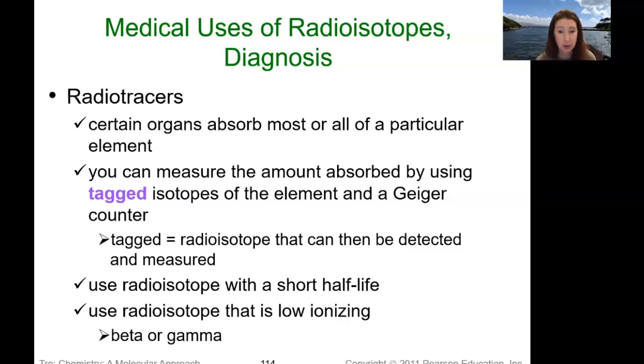Obviously, you're going to want to use something with a short half-life, or you're going to have to sit there for hours on end, right? So you want something with a short half-life so you can measure it in a reasonable amount of time. And again, you don't want something that's too dangerous, like an alpha. You would never use an alpha decay because that would be very dangerous to the body because it's so ionizing. So it's usually betas or gammas. And so there's like 100 million nuclear tests performed every year in the United States.